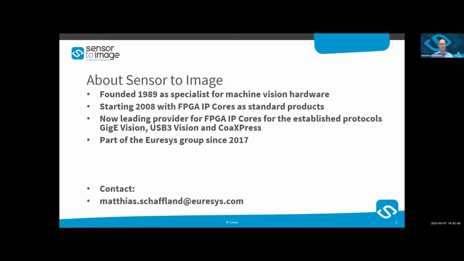Two sentences about Sensor to Image. We are in the market since 1989, a specialist for machine vision cameras. We started later in 2008 with FPGA IP Cores as standard products, and now we are proud to be the leading provider for FPGA IP Cores for these established protocols like GigE Vision, USB Vision, CoaXPress, and are serving a lot of customers with these IP cores. And since 2017, we are part of the Euresys group, which strengthens our knowledge and market reach.